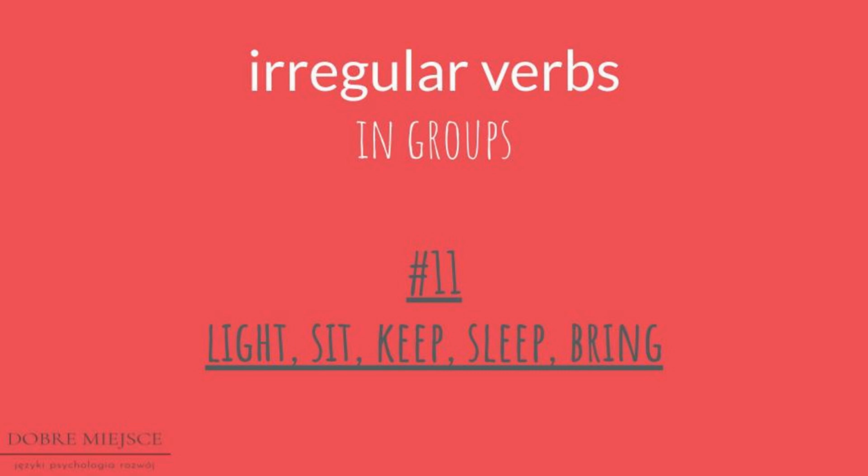Now the verb number 3, which is keep. It goes like that. Keep, kept, kept. Examples in sentences. Past simple example, I kept the promise. Past participle example, I've kept a record of how much I spent for years.